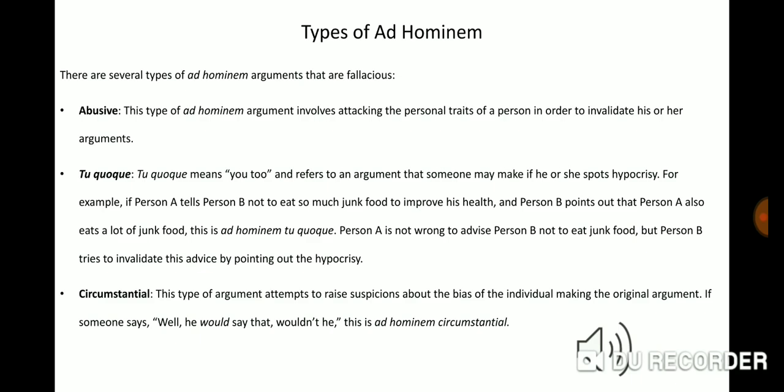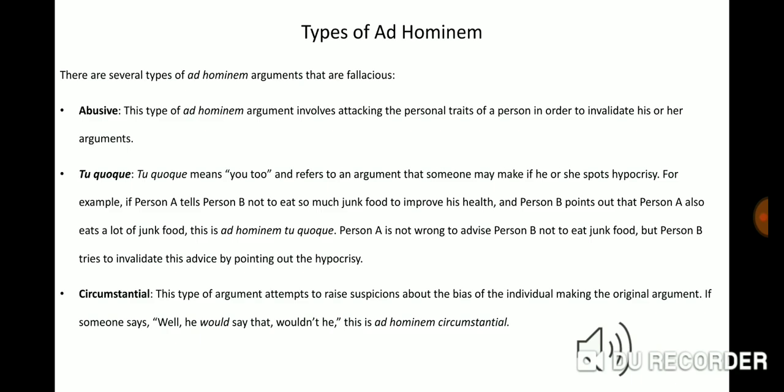or she spots hypocrisy. For example, if person A tells person B not to eat so much junk food to improve his health, and person B points out that person A also eats a lot of junk food, this is ad hominem tu quoque. Person A is not wrong to advise person B not to eat junk food, but person B tries to invalidate this advice by pointing out the hypocrisy.